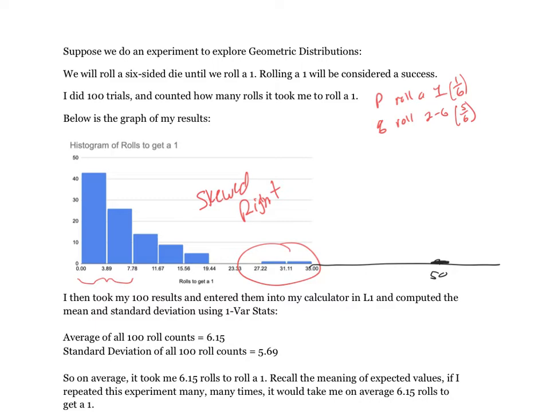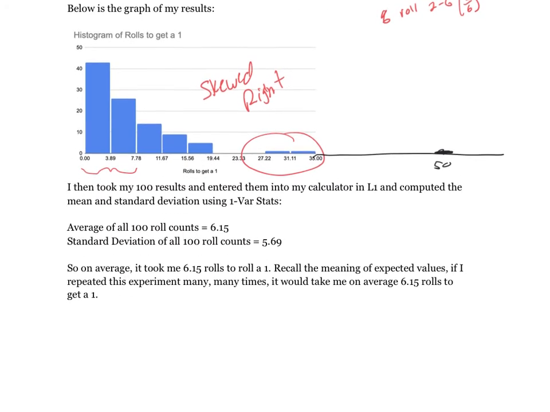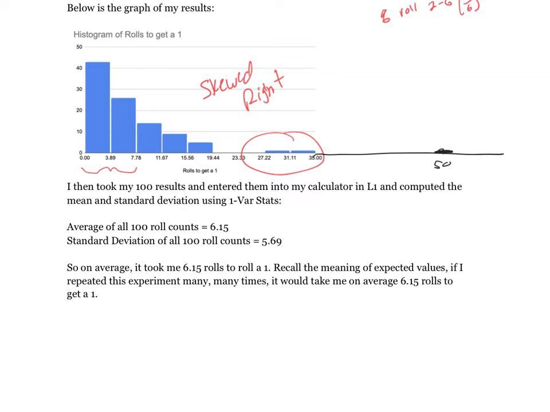So what I did with those results after I graphed them is I entered them into my calculator into L1. If I got it on the 7th try, I put in a 7. If I got it on the 1st try, I put in a 1. So I put in all 100 numbers, and I did the one variable stats on L1. The average number of rolls it took me was 6.15. So on average, it took me 6.15 rolls until I got a 1 for the first time. And then my standard deviation was about 6 rolls.